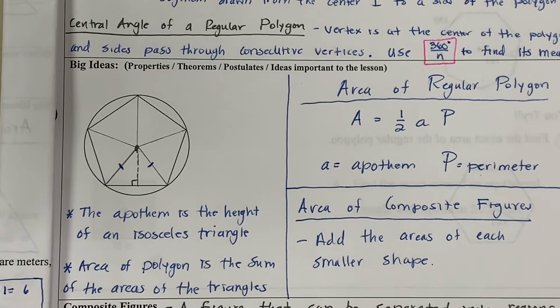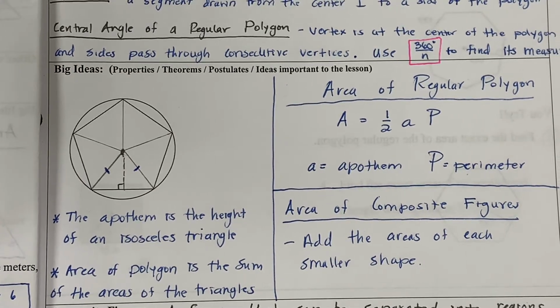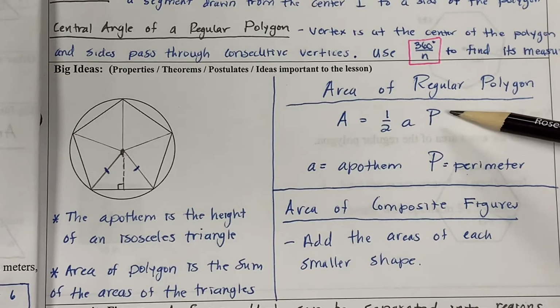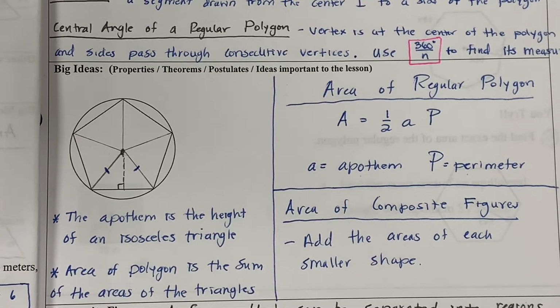Now, a short way of finding the area of a regular polygon is using the formula area equals 1/2 a p, where little a represents the apothem and capital P represents the perimeter.